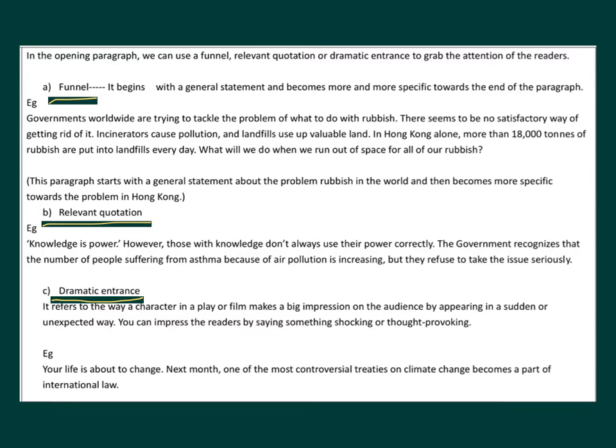C. Dramatic entrance. It refers to the way a character in a play or film makes a big impression on the audience by appearing in a sudden or unexpected way. You can impress readers by saying something shocking or thought-provoking. For example, your life is about to change. Next month, one of the most controversial treaties on climate change becomes a part of international law.